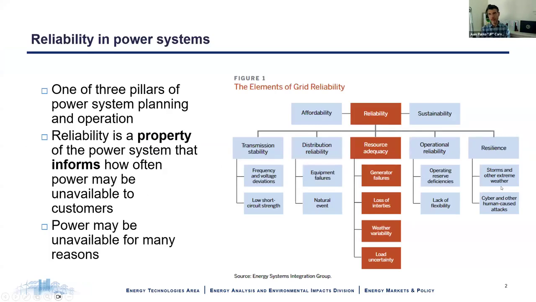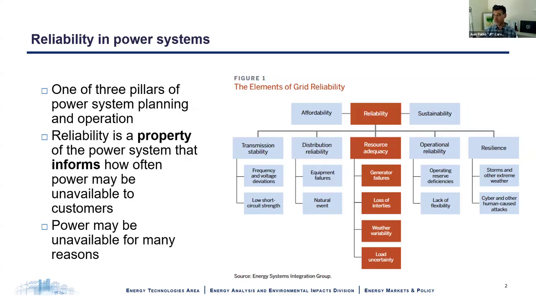All right, so in power systems, reliability is one of the three pillars of power systems planning and operation. These are the three balls that planners and operators have to juggle and keep in the air: affordability on one hand, reliability, and sustainability. And within reliability, there are a number of sub-elements that determine how reliable the power system is. Reliability is a property of the power system, and that informs how often the power may be available or unavailable. And there are several components that determine the levels of reliability.